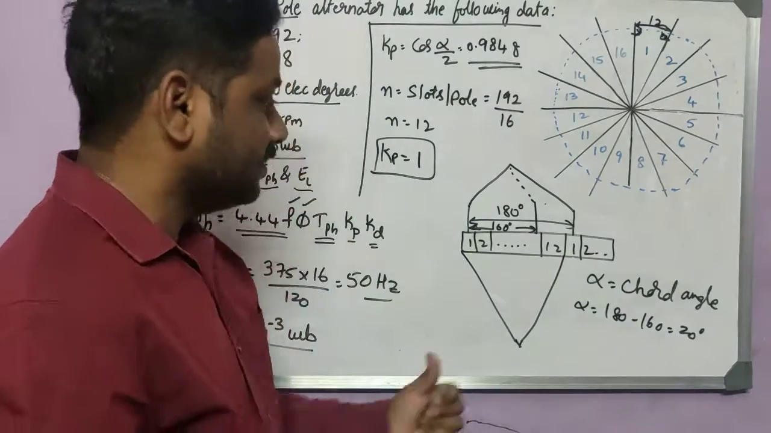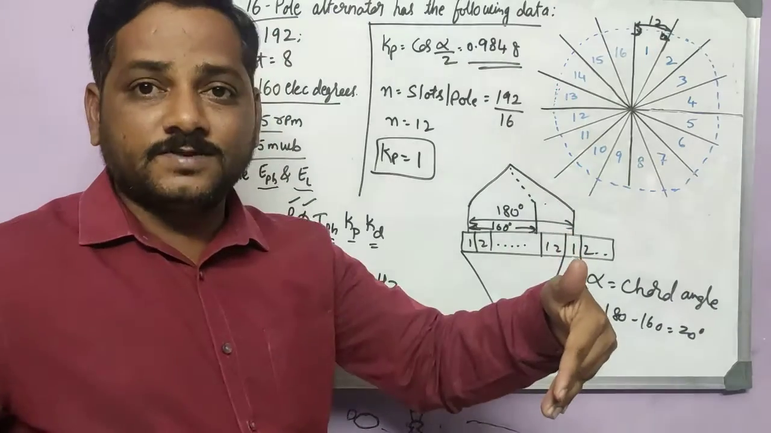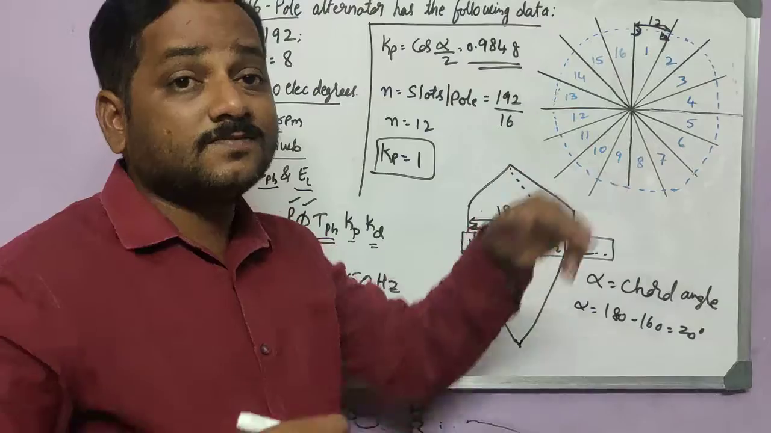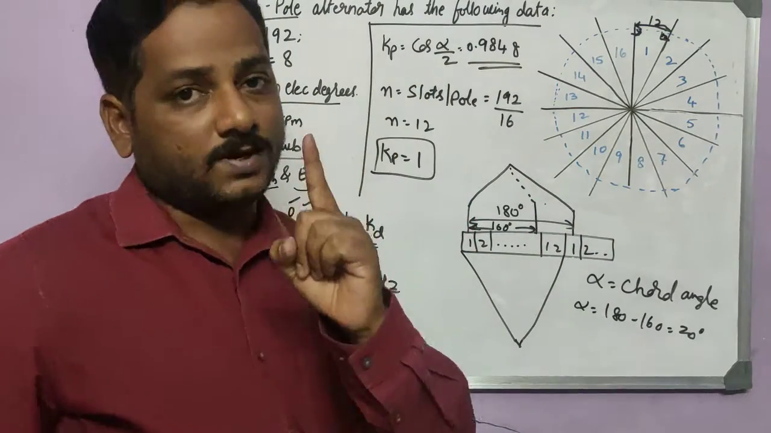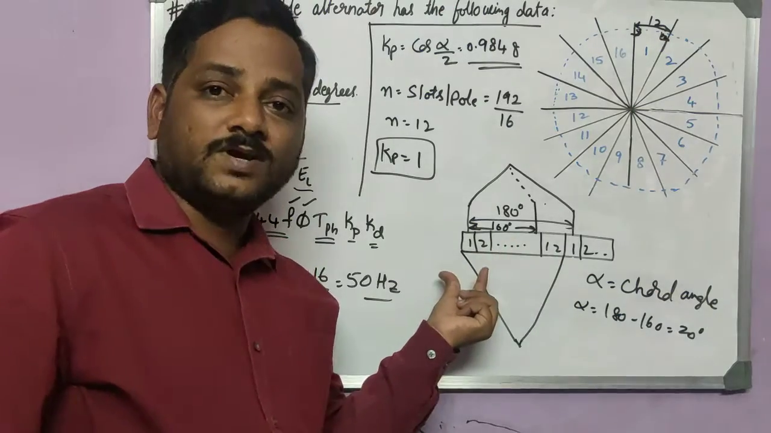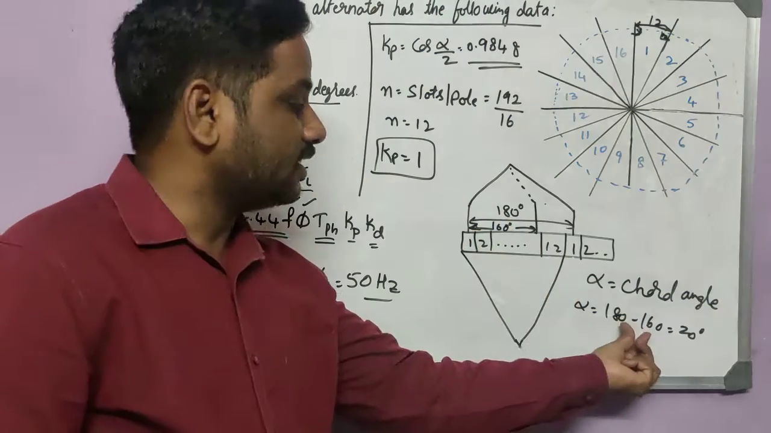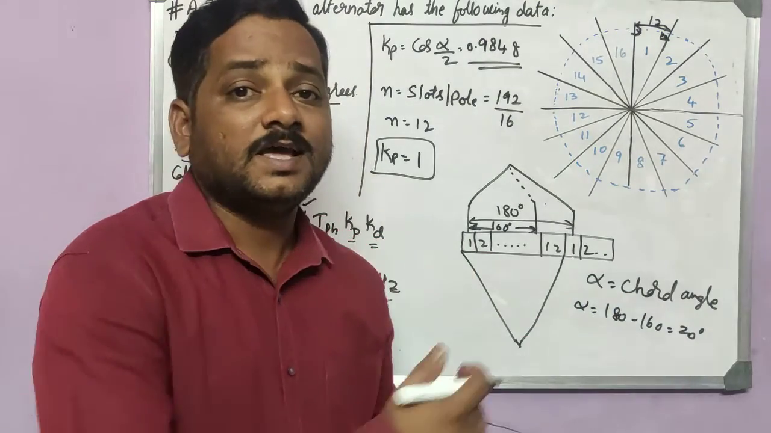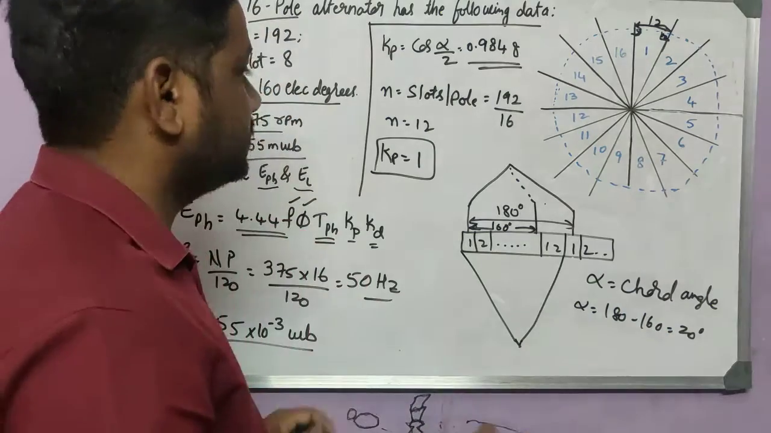Don't forget it. The chord angle means how the conductor is shortened with respect to the 180 degree. If it is connected exactly to the first slot of the next pole, then the coil span will be 180 degree and Kp will be 1. If it is shortened by one slot, or if it is shortened by some degree, then that has to be considered as alpha. So alpha is nothing but the angle by which it is short-pitched. That is called chord angle. I hope this is clear for you.